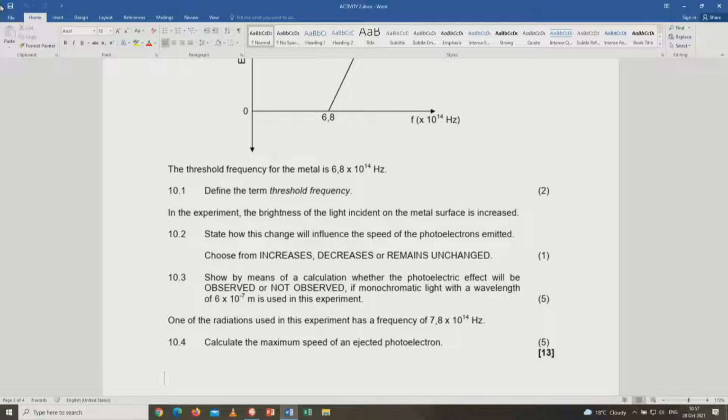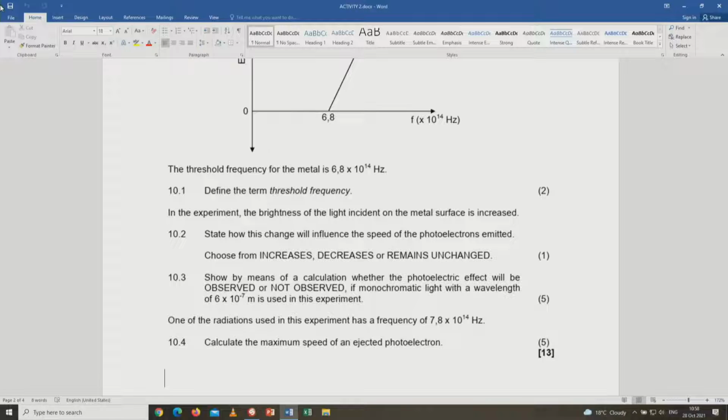Okay, so we are using, like I said, the threshold frequency because that is what we are given. If we were given the work function, then we would have to calculate the energy of the photon and then compare the energy of the photon to the work function. If the energy of the photon is greater than the work function, then the photoelectric effect will be observed. But if the energy of the photon is less than the work function, then the photoelectric effect will not be observed.